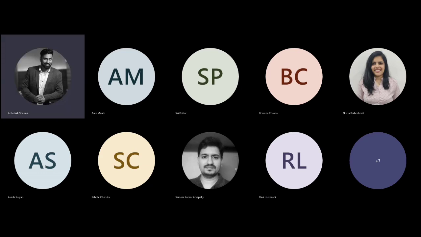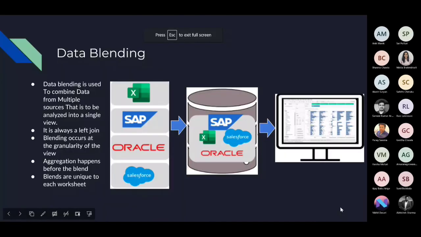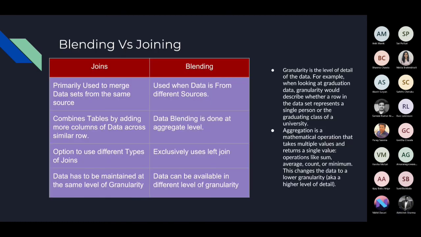Let me just come back to the slides. Yeah, so I hope data blending is something that is clear to all of us. And if you still have any questions, you can just let me know. So again, the difference between the two, just to recapture whatever we have learned. Joins are primarily used to merge data sets from the same data source, whereas blending is done to merge data from different data sources. So this is the first main difference. Same data source and different data sources.